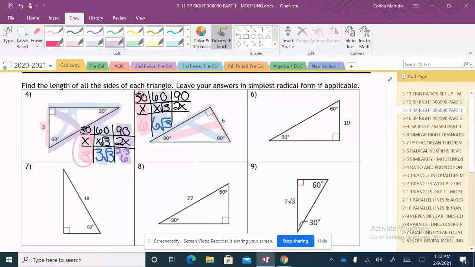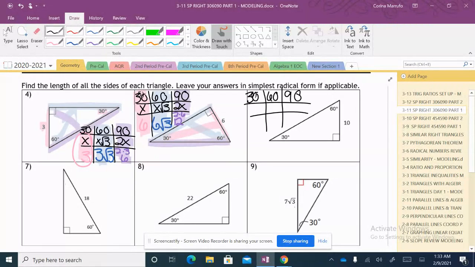Okay, and then the side across our 90-degree angle is going to be 2 times x, so this side right here. So if this side is 2 times x, and we know x is 6, 2 times 6 gives us 12. And that's it. All right. So let's go ahead and do it again. We have our 30, 60, 90.